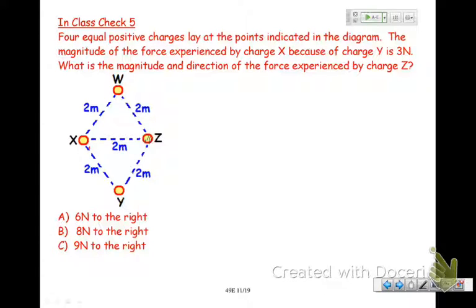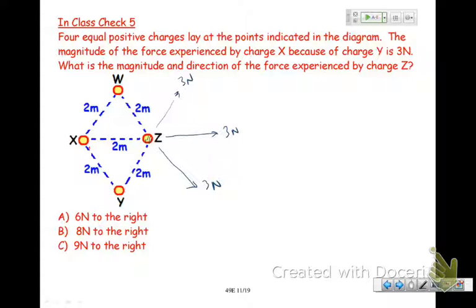So charge Z will be affected by that one, that one, and that one. And how big will those forces be? It's going to be 3 newtons, because they're 2 meters away. And 3 newtons because they're 2 meters away. And 3 newtons because they're 2 meters away. So then what do I do? How do I proceed from here?